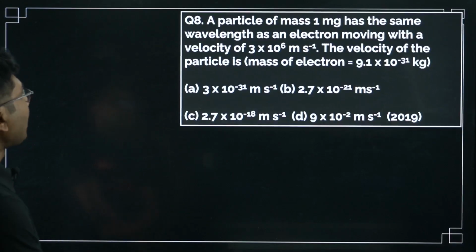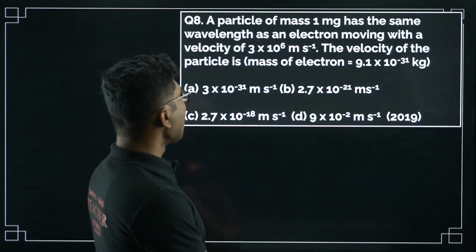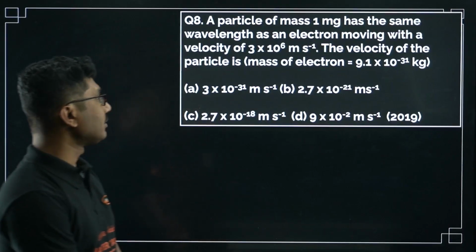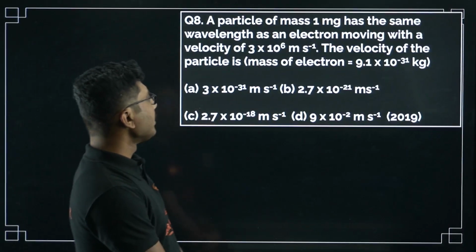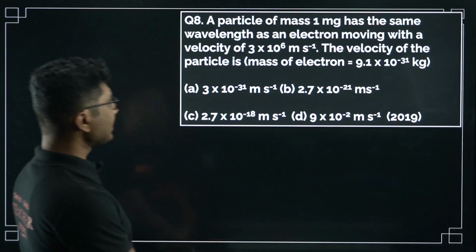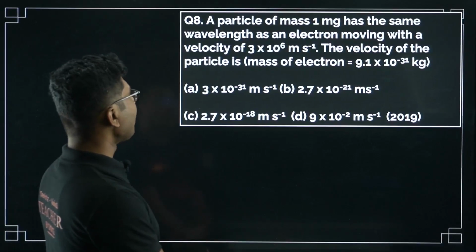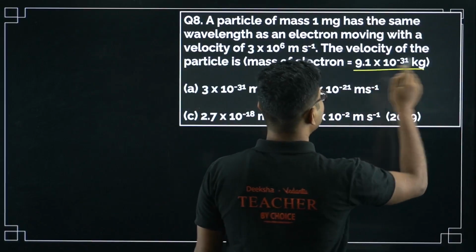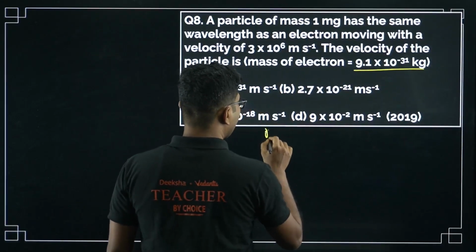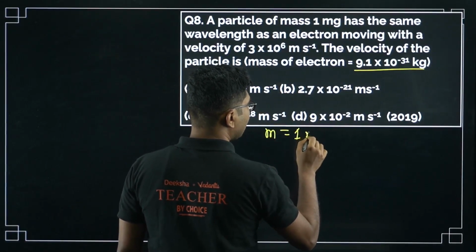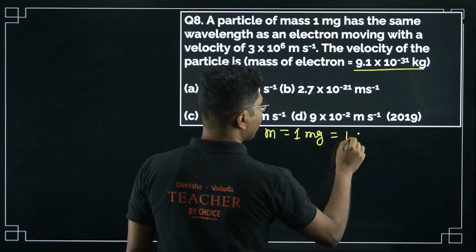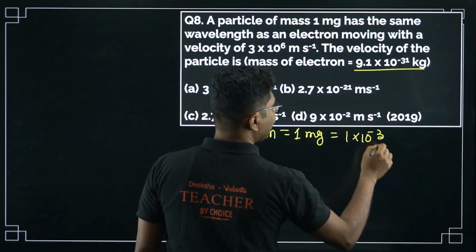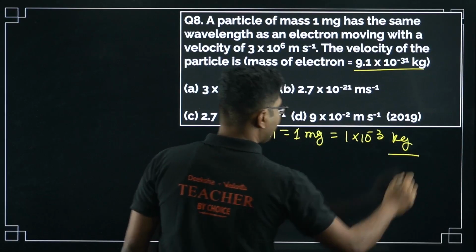Next question: a particle of mass 1 mg has the same wavelength as an electron moving with the velocity of 3 into 10 to the power of 6 meter per second. The velocity of the particle is? Mass of the electron is given as 10 to the power of minus 31 kg. So mass of the particle is 1 mg. 1 mg means 1 into 10 to the power of minus 3 kg, right?